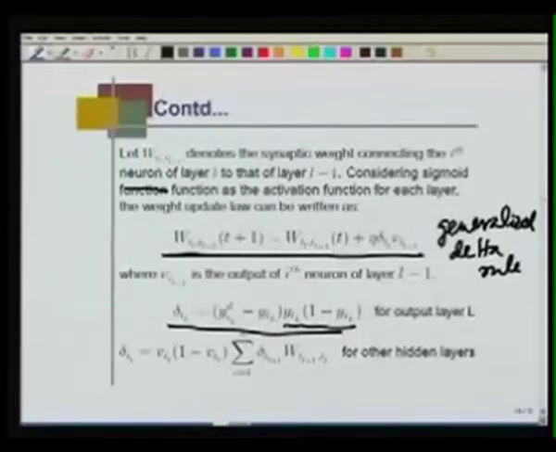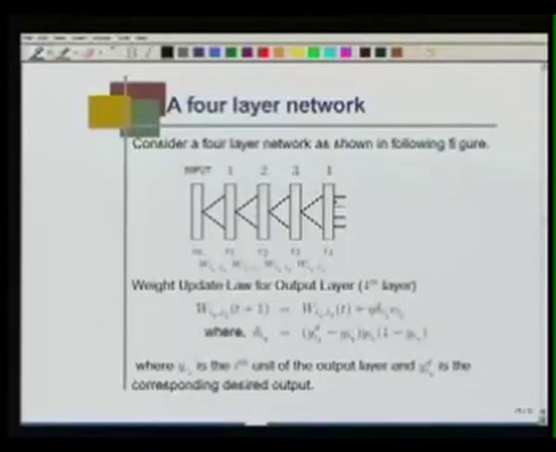I will give you a simple example. So let us explain this generalized delta rule through another example, a 4-layer network we will talk about. This is the input layer, first layer, second layer, third layer, fourth layer. So obviously the weight between the third layer and fourth layer will be represented by W_i_4 i_3. The weight between the third layer and second layer is W_i_3 i_2. The weight between the second layer and first layer is W_i_2 i_1, and between the input layer and first layer is W_i_1 i_0. So this is the convention we are following.